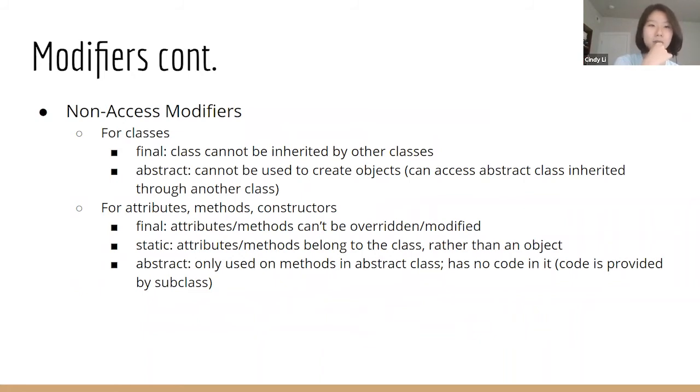Now for non-access modifiers, I know we usually have a break around this time, but let's just deal with this. After we finish this, we can have a quick break. All right, non-access modifiers. Again, they also divide into two separate categories. For classes, there are final and abstract. So final, if a class is final, it means that the class cannot be inherited by any other classes. Of course, this class can extend another class, but it can't be inherited. Abstract. An abstract class is a type of class that cannot be used to create objects.